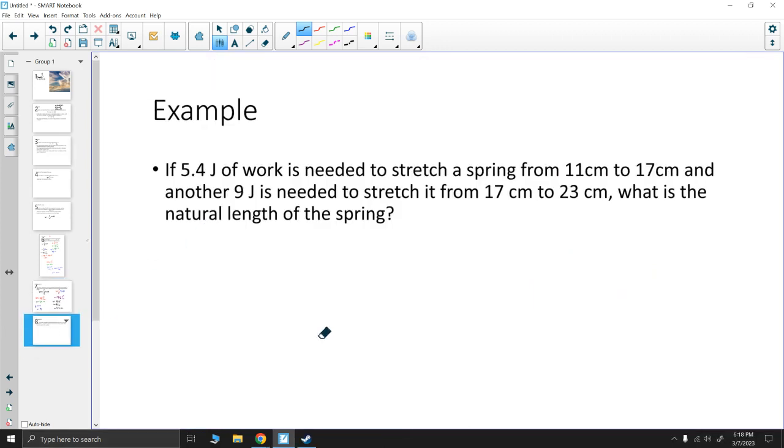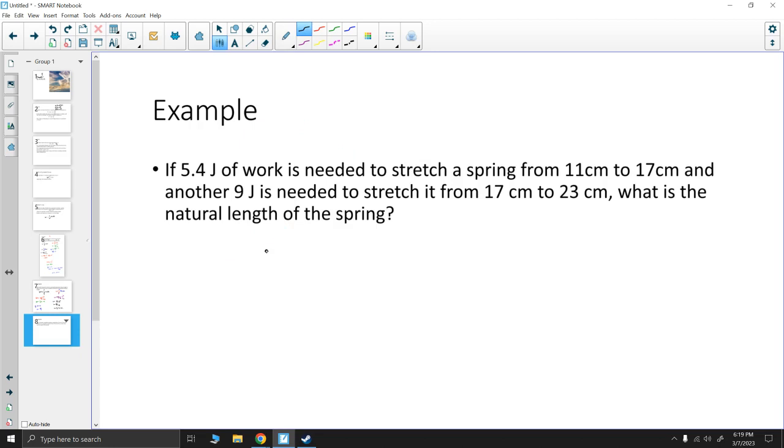If 5.4 joules of work is needed to stretch a spring from 11 centimeters to 17 centimeters, and another 9 joules is needed to stretch it from 17 centimeters to 23 centimeters, what's the natural length of the spring? Okay, now what we have here is we first need to think about this.